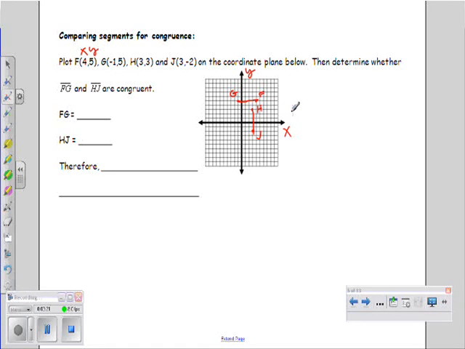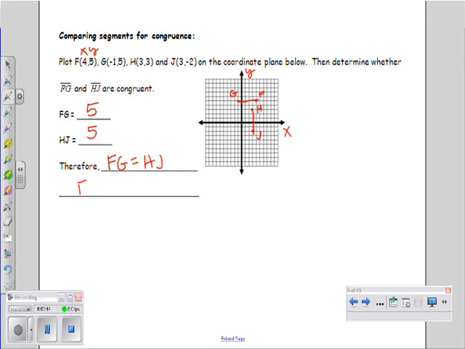Well, this tells me to find the length of them. So the last time I checked, to go from here to here, if I just count, that gets me 5 units. And to go from here to here, that gets me also 5 units. Therefore, FG equals HJ. Their lengths are the same.